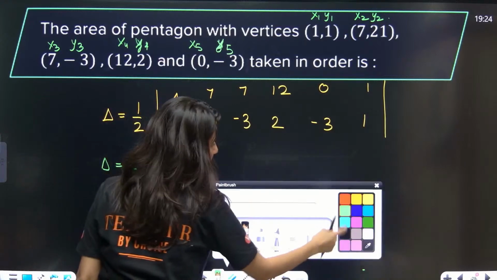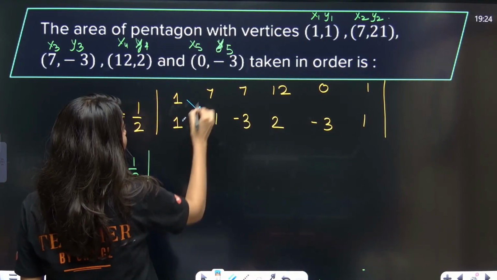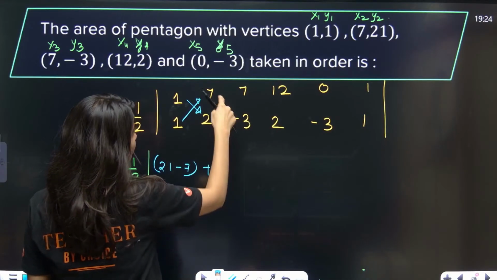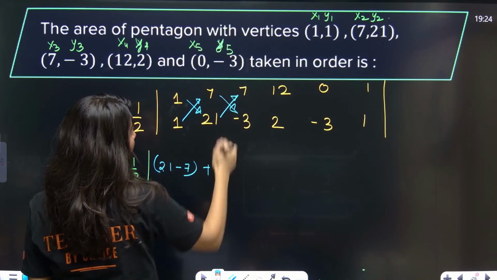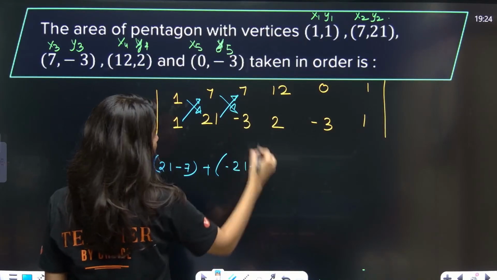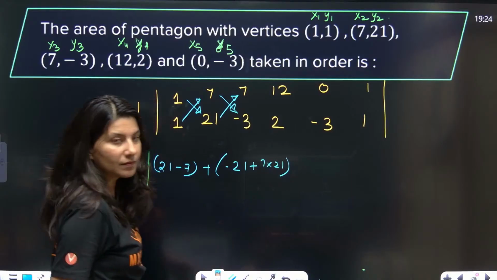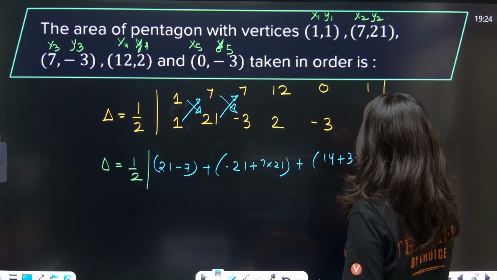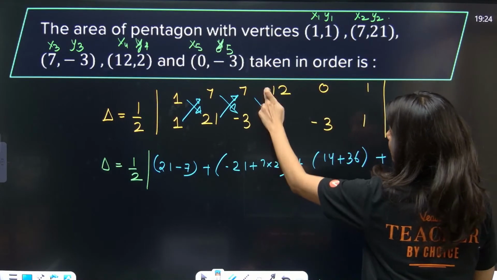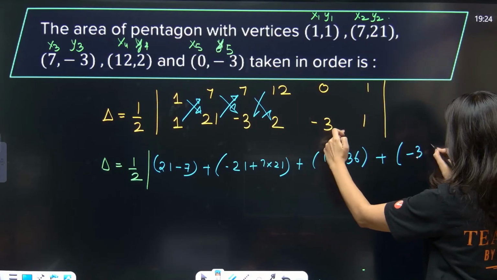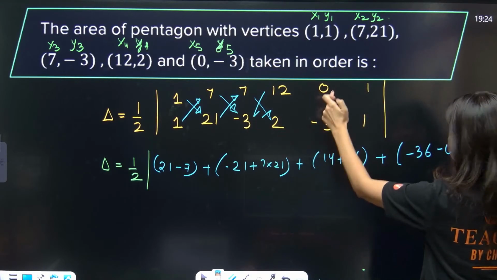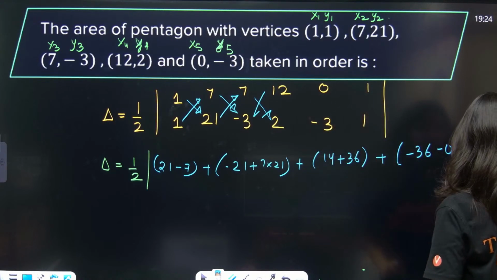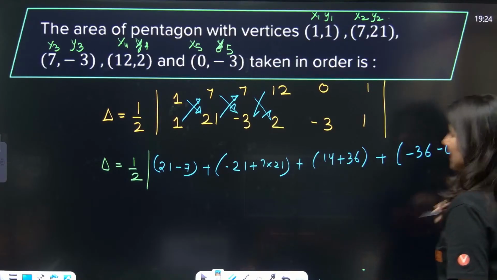So the very first thing is 21 minus 7. So 21 minus 7 plus. Now minus 21 and plus 27 into 21. Next, plus 7 2s are 14 plus 36 plus next. So this and this is also done. Now minus 36 minus 0 plus last 0 and plus 3. Make sure that you are writing the correct signs, okay?